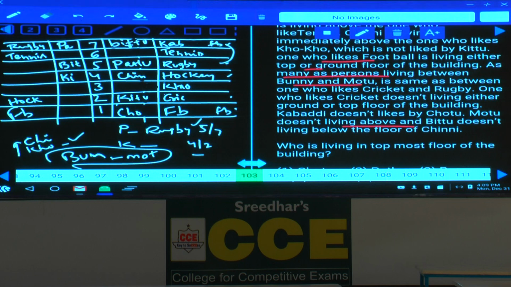Now here a combination of statements is given, isn't it? What is the combination here? Motu does not live above Chinni, so Motu must be below Chinni. And what is the other person here? Bittu does not live below the floor of Chinni, hence Bittu must be above the floor of Chinni. Then who is the other person left over here? Bunny. Bunny must be at this place.